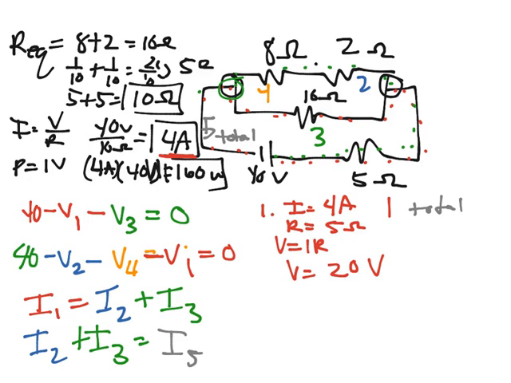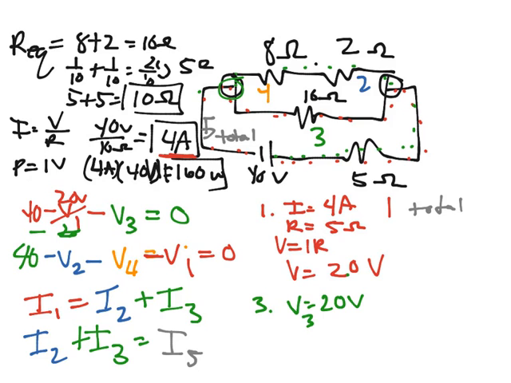Alright, and I can look at my first loop rule for number 3. So for 3, I know it's 40 minus my V1, which I just found was 20, here. So I know V3 must be 20 volts, because I can plug this back in. 40 minus 20 gives me 20 volts left. We have to have V3 be 20 volts.